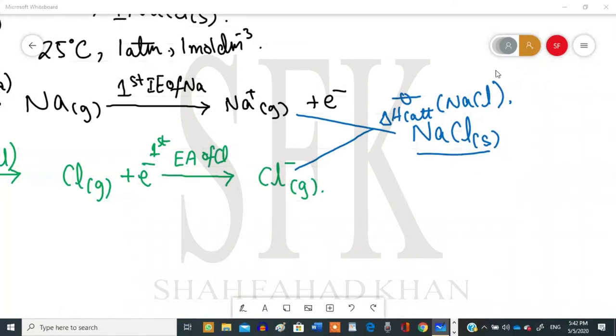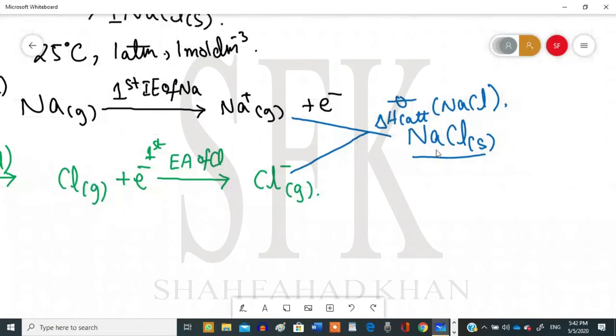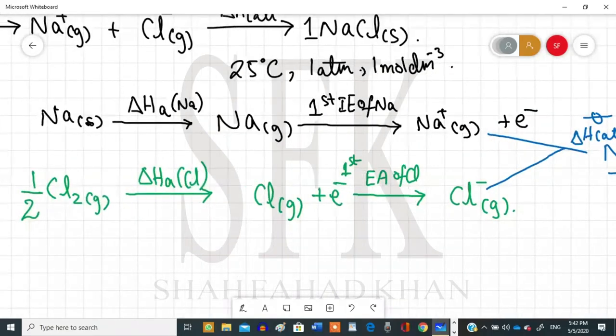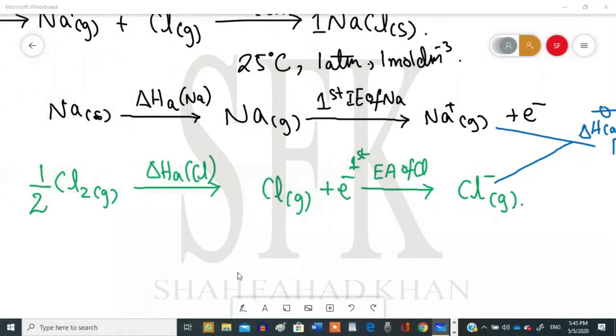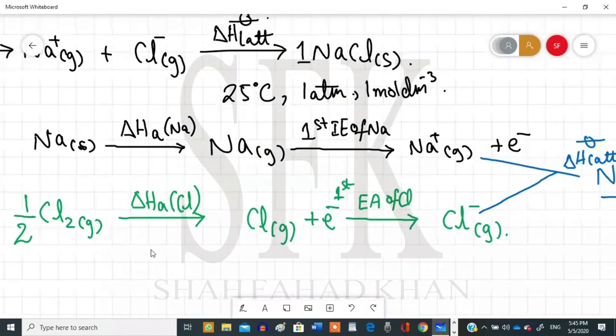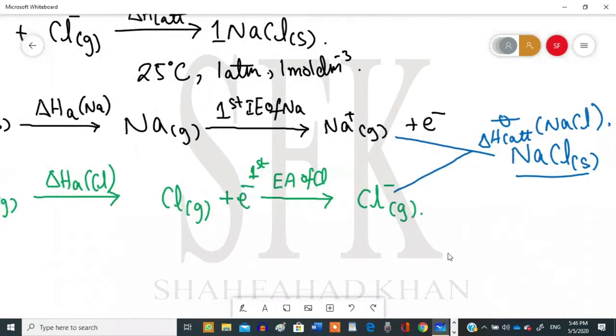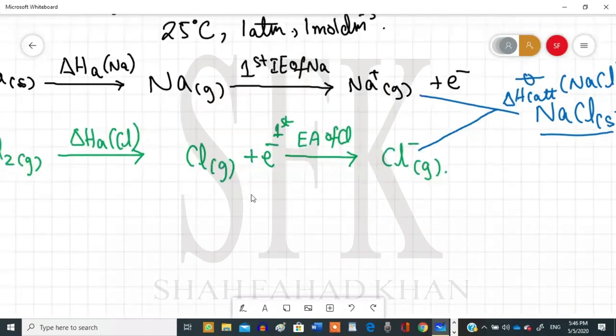So now all we need to do is just combine all these pathways in a single cycle to form a Born-Haber cycle. So this was the pathway through which we get our sodium chloride finally from the gaseous ions.